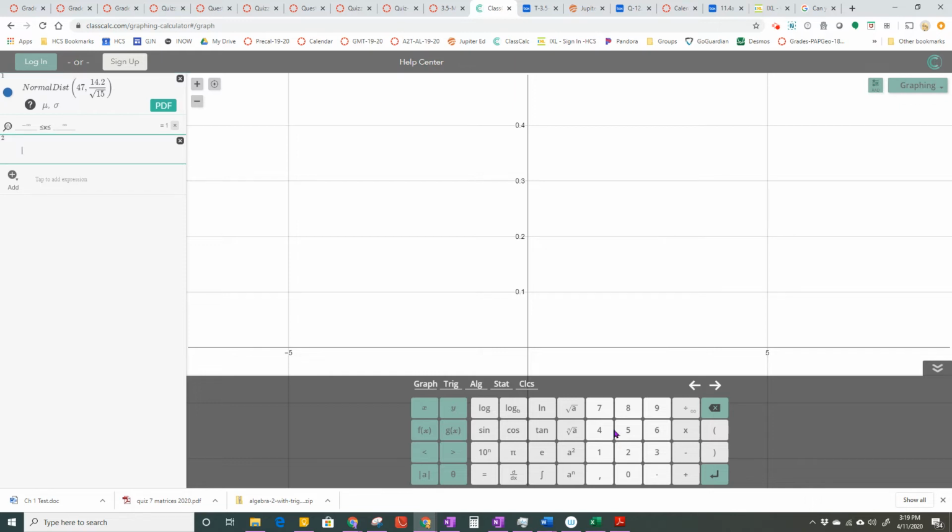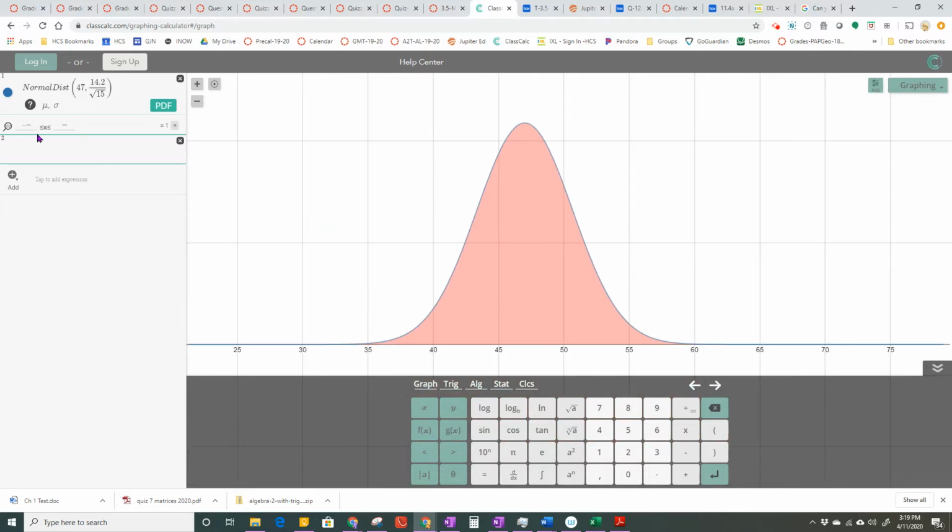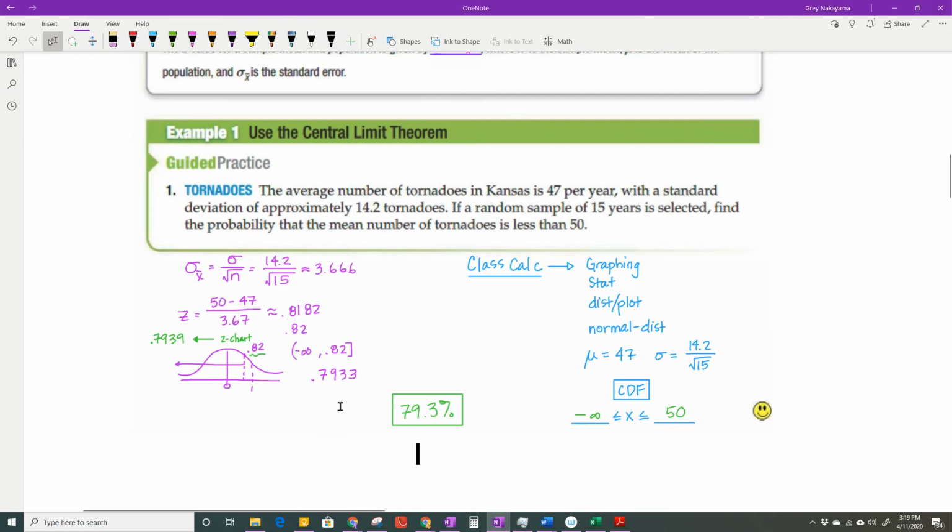It's the only difference that I have. So I'm going to hit enter to graph. The magnifying glass will bring it up. So same kind of thing we had before. And I want to know those that are less than 50. So I'm going to type 50 in. When I type in 50, there's my number of 0.7933. And that is what we have here, 0.7933 or 79.3%.